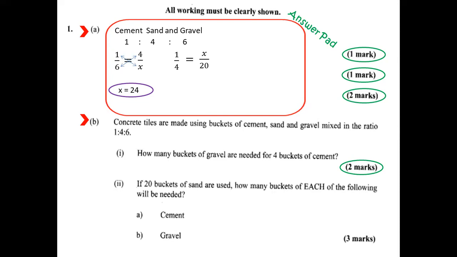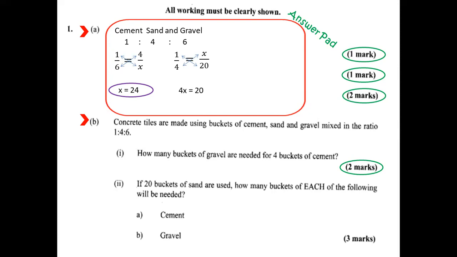Right. Where's my cursor here? Right. So 1 bucket of cement goes with 4 buckets of sand. So how many cement would go with 20 buckets of sand? And from here, you just do your regular cross multiplying. 4 times x is 4x, right? And 4 and 20 times 1 is 20.